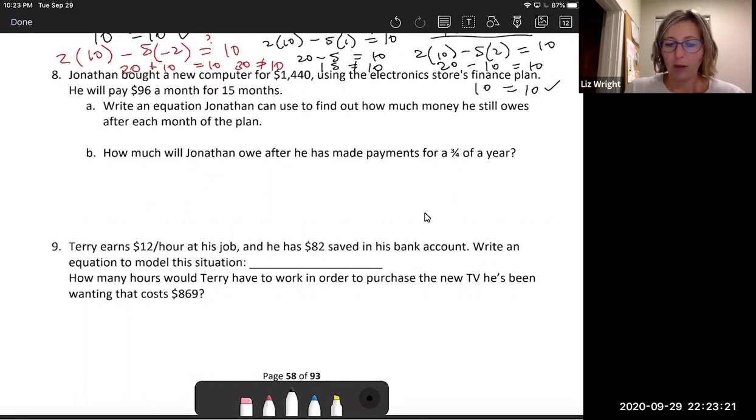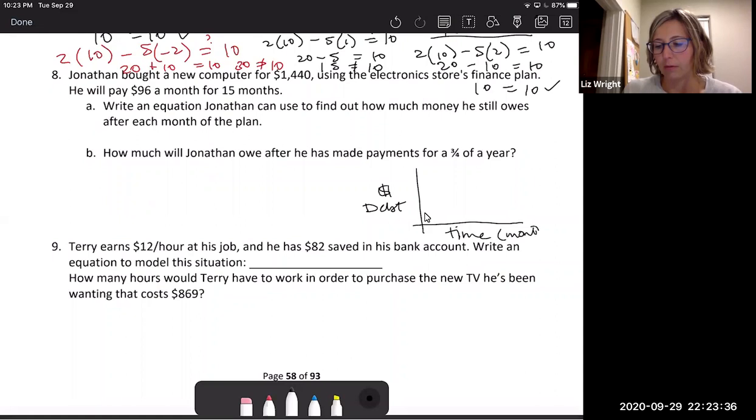All right, so on this one, what I want you to think about is almost like draw yourself a little graph. Over here's your money and your debt, and this is going to be time in months. How much money do we owe at no months going by? We go out and buy this computer, and it's going to cost us $1,440 up here. How much are we paying every single month? Like, what is our slope?